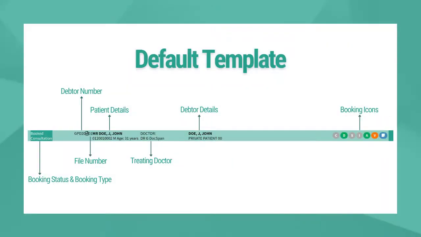Here's an example of how a default template will display. The default template will display the booking status, booking type, dater number, file number, dater and patient details, treating doctor, and the booking icons on the booking.